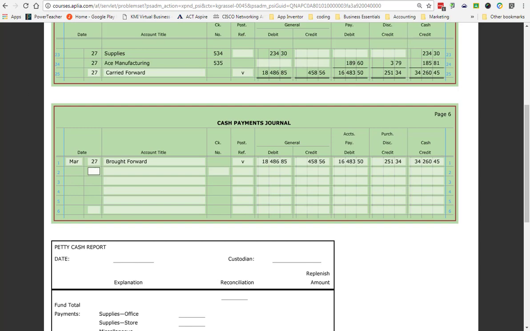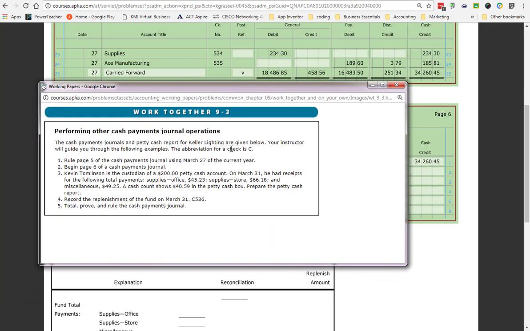instruction number 2, begin page 6 of a cash payments journal. Now, when we take a look at instruction number 3, it says Kevin Tomlinson is the custodian of a $200 petty cash account. On March 31st, he had the receipts for the following total payments: supplies office $45.23, supplies store $66.18, and miscellaneous $49.25. The cash count shows $40.59 in the petty cash box. Prepare the petty cash report.